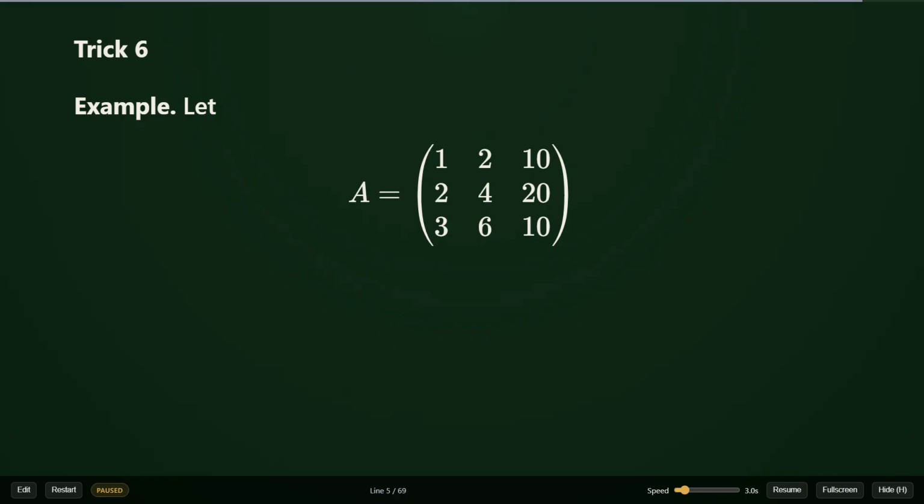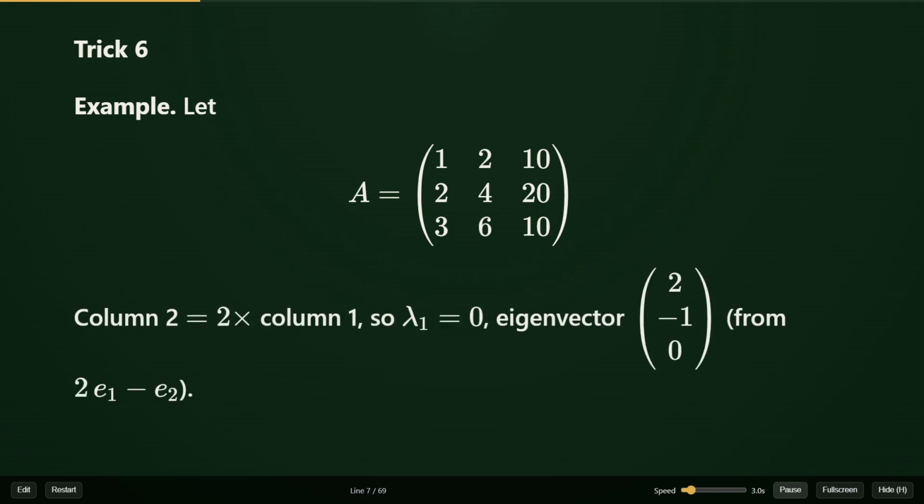Let us consider the matrix 1 2 10, 2 4 20, 3 6 30. What we observe in this matrix is that if we multiply the first column by 2, we get the second column. So the first two columns are not two linearly independent vectors. The second vector is dependent on the first, or the first is dependent on the second. But the third vector is different. Therefore, in this kind of matrix, we can directly arrive at one value of lambda, which is an eigenvalue equal to 0.